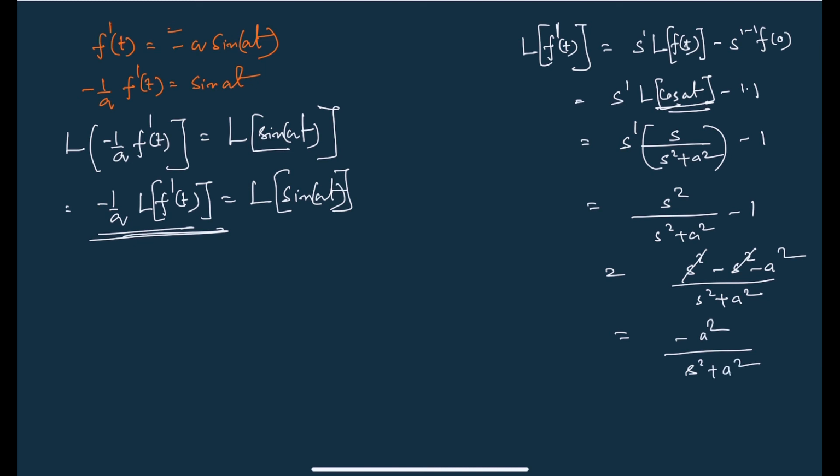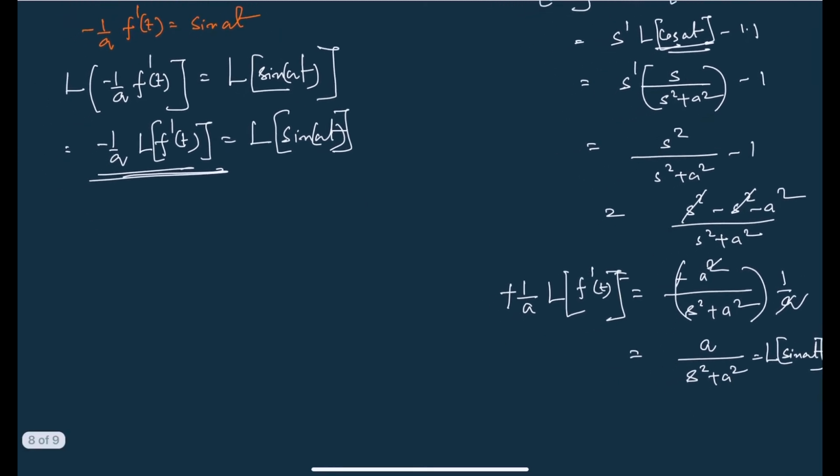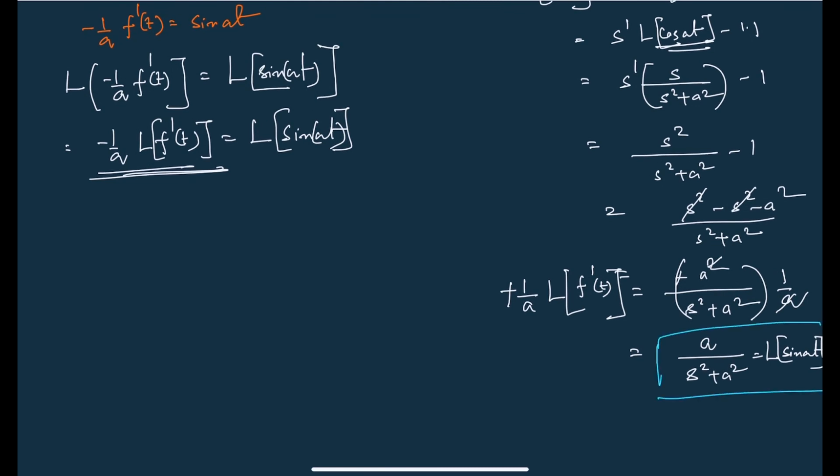But here it is given minus 1 by a into the Laplace transformation of f prime of t. Minus minus is going to be cancelled, so this is going to be 1 by a, right? So a is going to be cancelled, and the final answer is 1 by s square plus a square. But this is going to be what? The Laplace transformation of sin a t. Okay, this is the final answer that you have got. Okay, thank you.